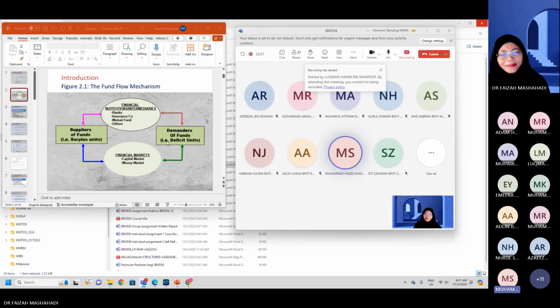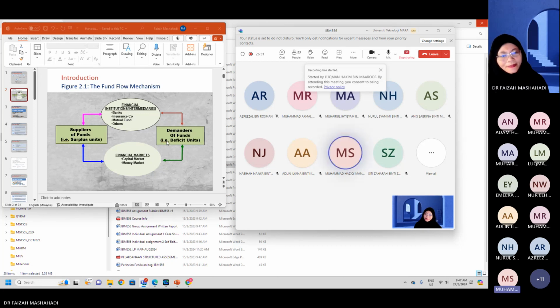Maybe not, because they are deficit units. Who is actually the deficit unit? Can you please define who is a deficit unit here? If it's by the figure just now, it's the demander of the funds.